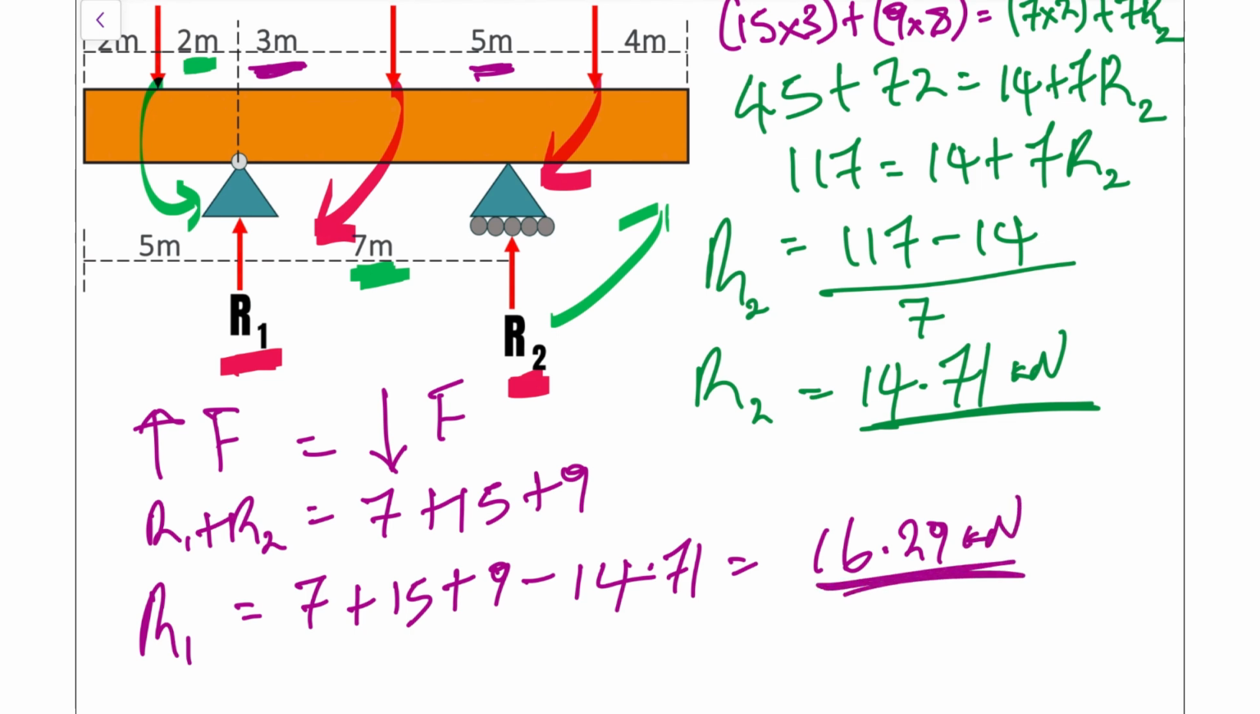So that's it. We have found both reactions. But if you don't understand how to do this when we have a UDL force, then you should check out these two videos where I go through that example step by step.